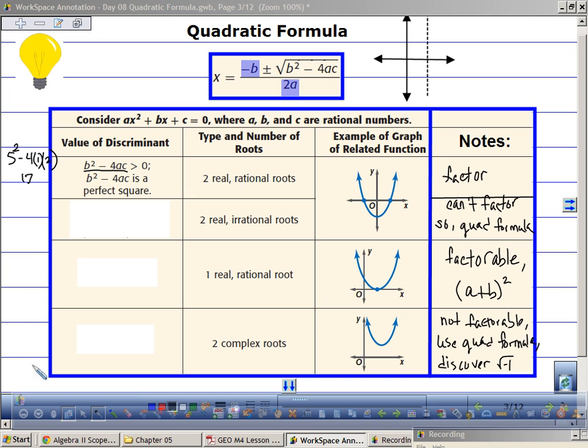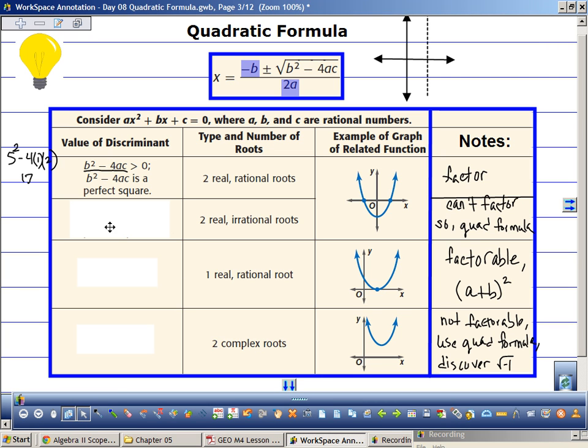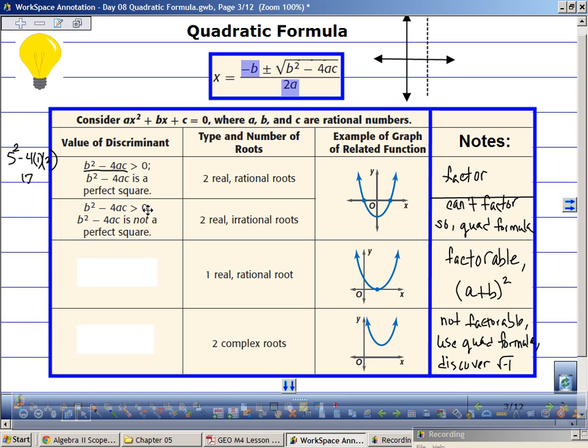You know, I was going to write them down here on the side. I think I'm going to skip this part and go straight to it because I think it makes more sense. So if b squared minus 4ac is greater than 0, but not a perfect square, you're going to get irrational roots.